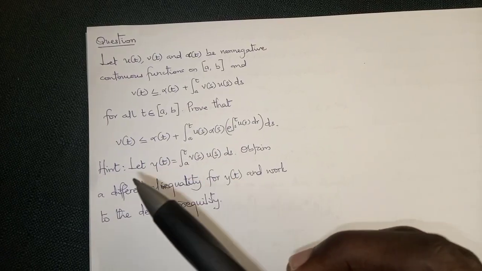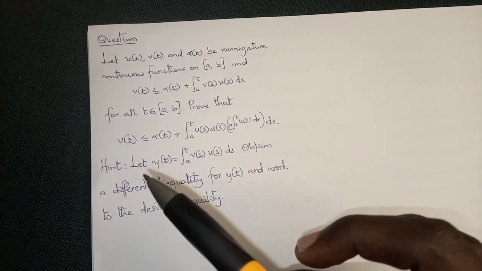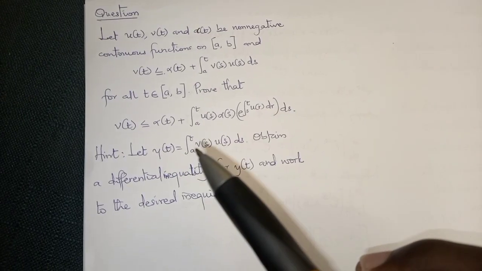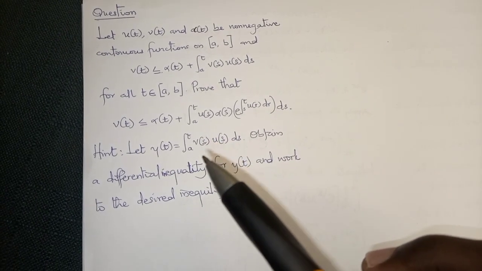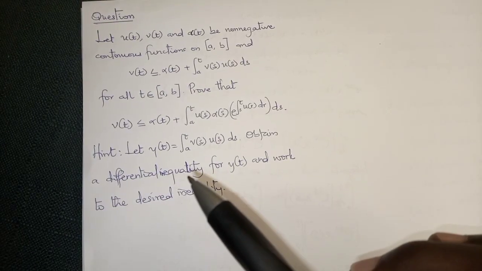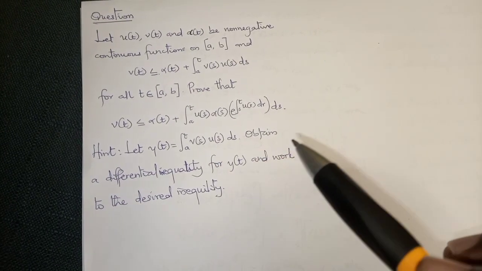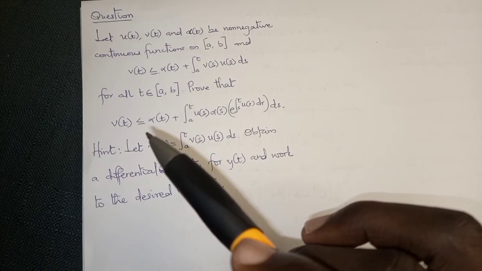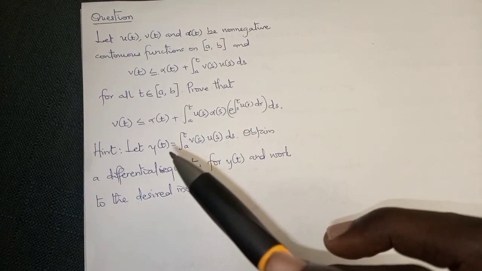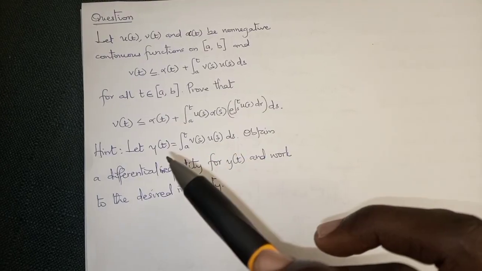So we are supposed to use the hint: you're supposed to use y of t equals to this. We obtain a differential inequality for y of t and work to the desired inequality. So we work to this. Okay, so first of all, we copy this.